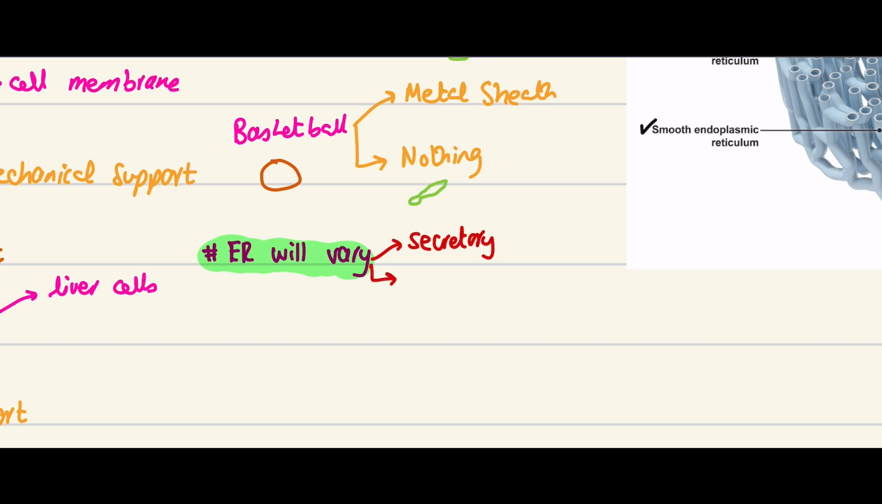Or let's say I have a cell that is involved in the detoxification of drugs, which is a liver cell. Both of these cells are going to have a greater number of endoplasmic reticulum compared to a cell which does not have a lot of protein synthesis, which is not like a glandular cell, it's just a random cell, so it won't need it. It'll probably have a really small endoplasmic reticulum.